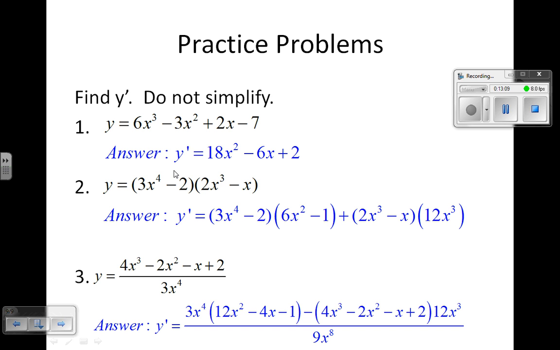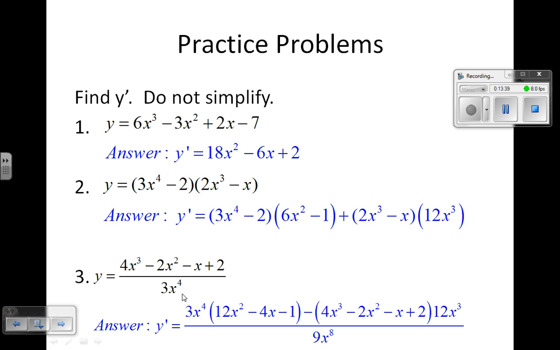So that's my answer. This one with a product rule, I copy down the first part. I multiply by the derivative of the second part, which is the 6x squared minus 1. Plus the second part times the derivative of the first part. And okay, so here's the second part, the derivative of the first part: 4 comes down, 4 times 3, x to the 3 minus 0. So here it is. And again, I asked up here in the directions, do not simplify, so just leave it.